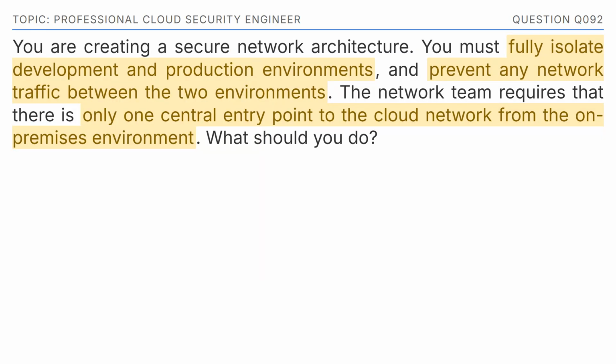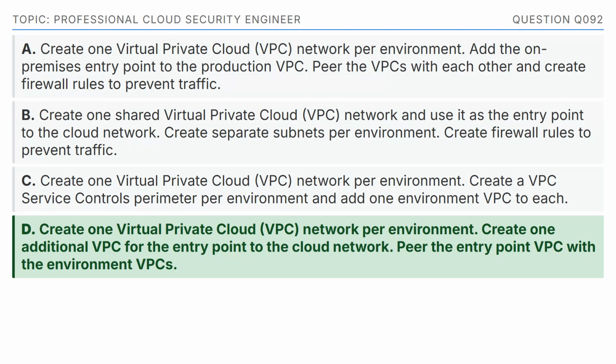To arrive at the correct answer, we focus on the keywords: fully isolate development and production environments, prevent any network traffic between the two environments, only one central entry point to the cloud network from the on-premises environment. The correct answer is option D, create one virtual private cloud, VPC, network per environment. Create one additional VPC for the entry point to the cloud network. Peer the entry point VPC with the environment VPCs.